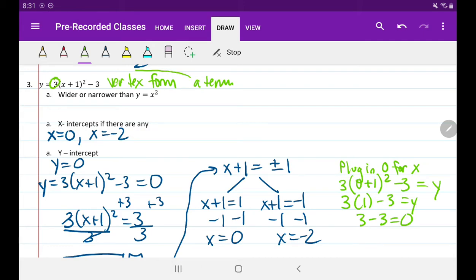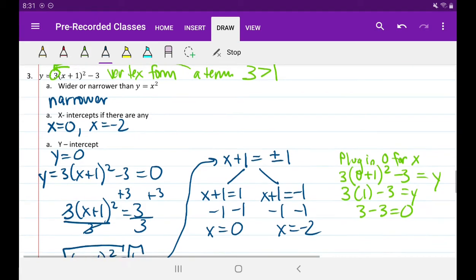So for us, it's 3. And we can see that 3 is greater than 1, so that means it's going to be narrower than y equals x squared. And so we can answer that, okay? So the nice thing about vertex form is it does give you your a term. It's just whatever is in front of those parentheses. And if we couldn't see anything in front of the parentheses, then our a term would just be a 1.